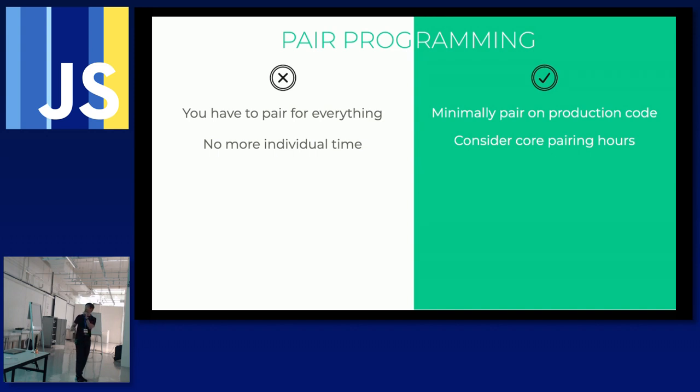And the last thing is no more individual time. It's similar to what I've just said. The moment you step in the office, you must start pairing already. So even when I check my emails, reply to other people, I must pair, is it? It doesn't mean that. You can consider this thing called core pairing hours. Your team can agree to say that when we do pairing of production code, we can start pairing from, let's say, 10 a.m. to 12, then take a lunch break, then maybe 3 to 5. The rest of the time, you can do the rest of the things that you need to do.